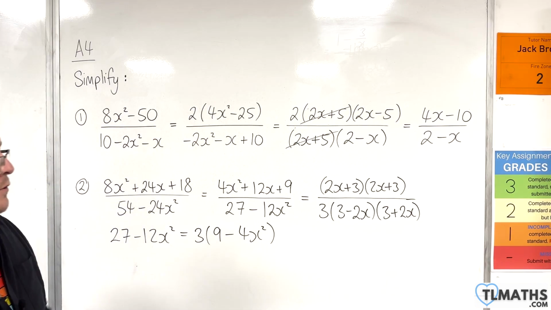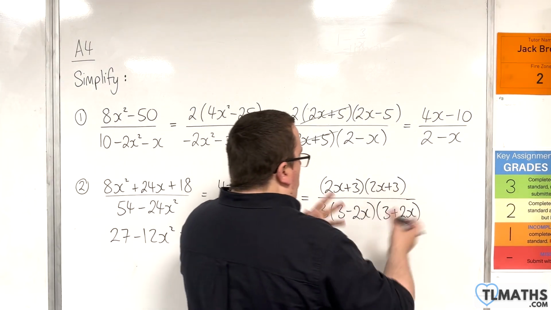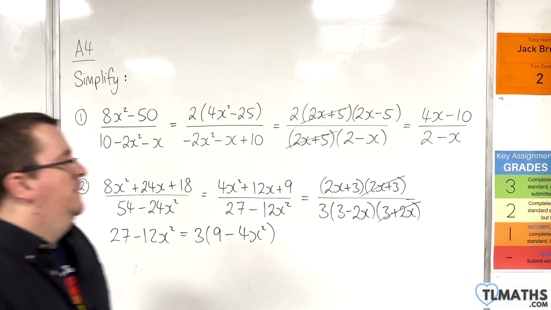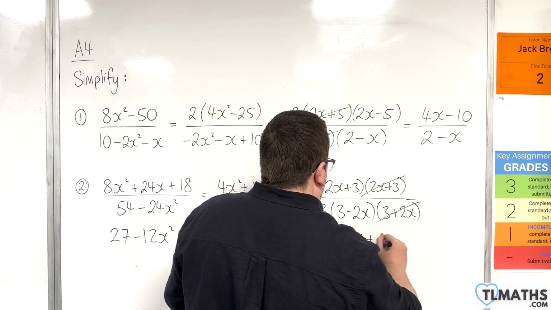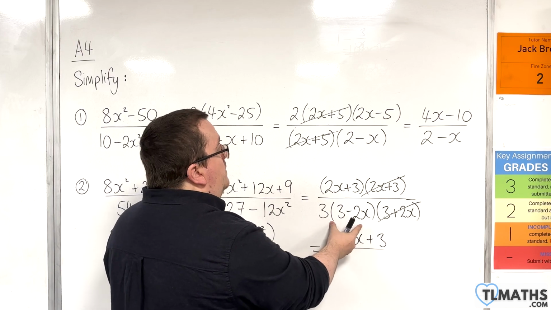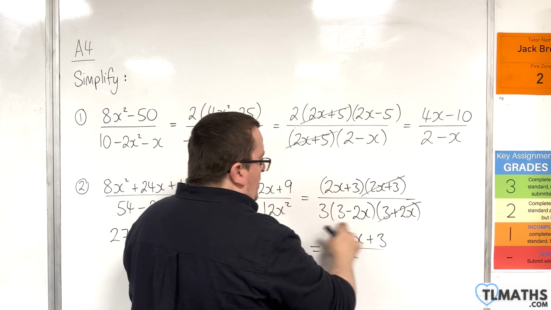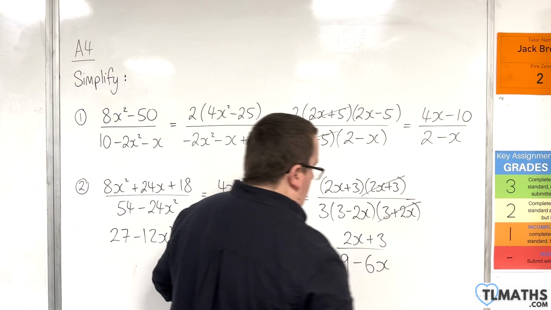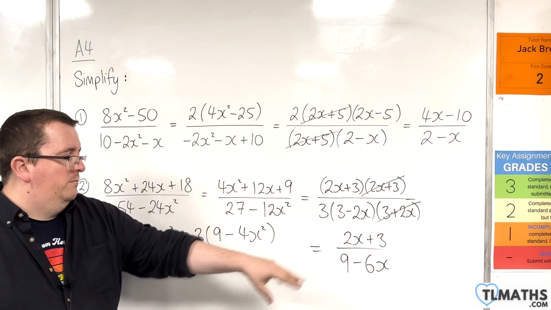Okay, now 2x plus 3 and 3 plus 2x are the same thing. They're just written round the other way. So we can divide top and bottom by 2x plus 3. So I'm going to be left with a 2x plus 3 in the numerator, and then this in the denominator. Now I could leave it like that, just as I said you could leave 2 lots of 2x minus 5, or you can multiply through by the 3. I'm going to multiply through, and I get it into that form there. Okay? And so that is that fraction simplified.